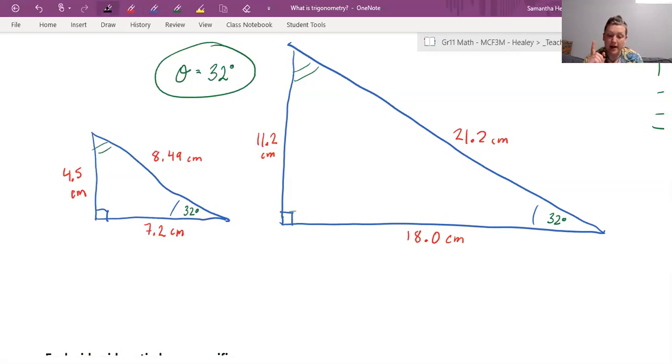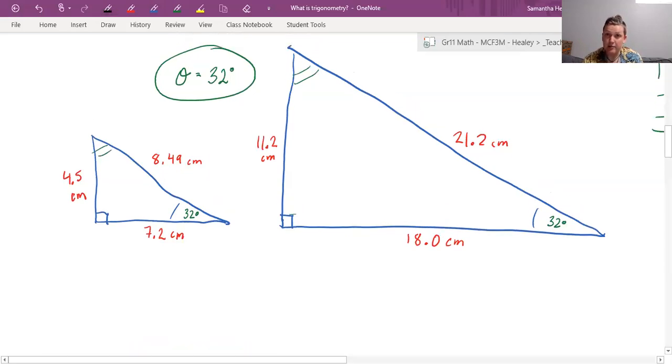Before we do that, though, remember I said it's going to be very important that we can accurately label hypotenuse, opposite, and adjacent sides. So in relation to theta, that 32-degree angle on both triangles, please label the opposite, adjacent, and hypotenuse. So remember, the hypotenuse is always the one across from the 90-degree angle, across from the right angle. And the opposite is the one opposite the angle we're looking at. So we're looking at this 32-degree angle. So the opposite for the little triangle would be that 4.5, and for the big triangle, it's the 11.2. And then the adjacent side is this bottom side for both of these.